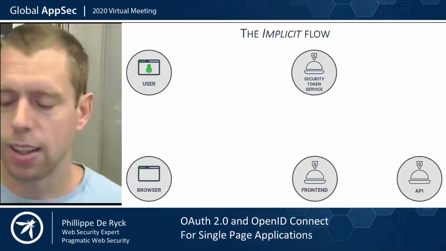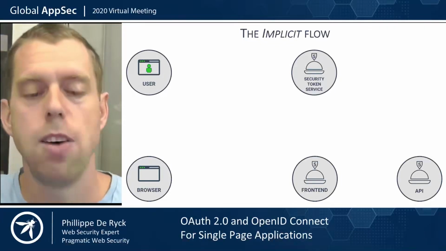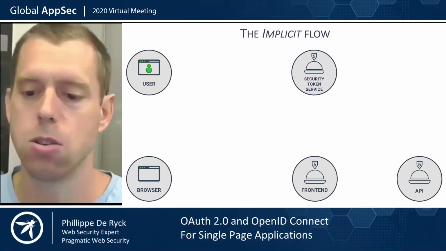Well, we have our front end at the bottom here. We have a browser from the user. We have our security token service on top. And eventually, we're going to be contacting an API with an access token.